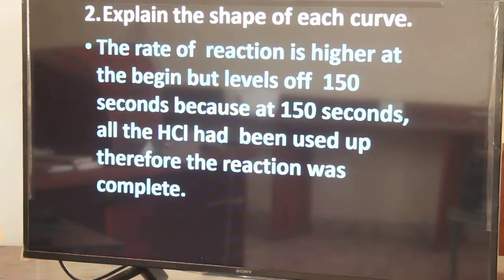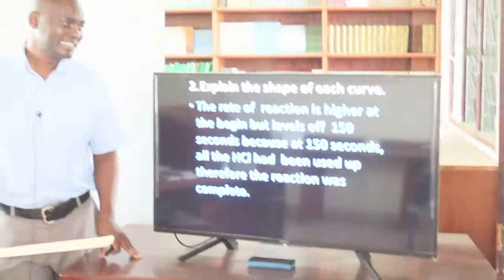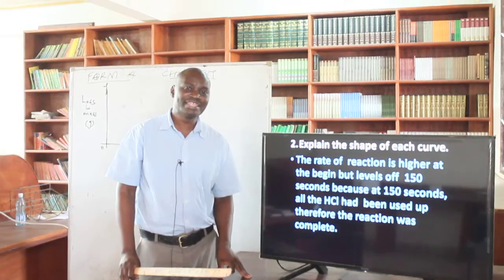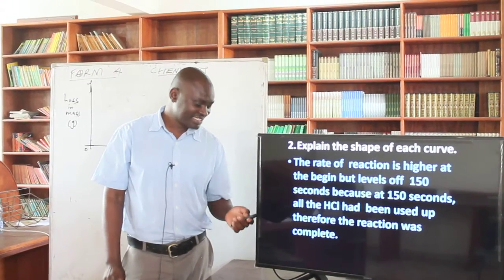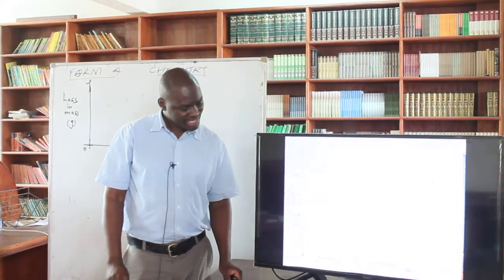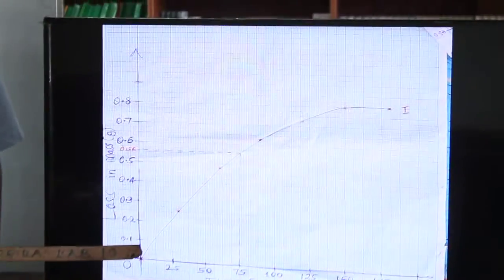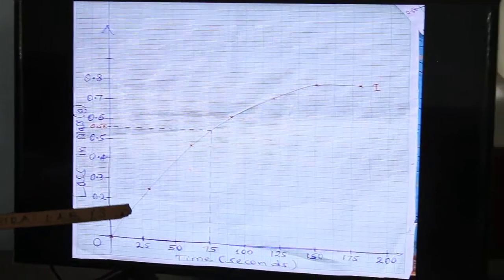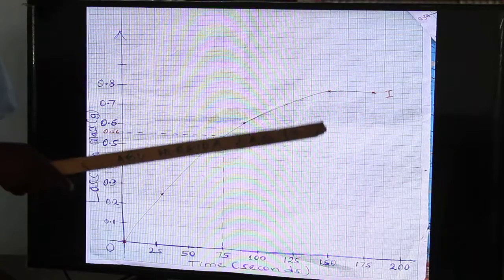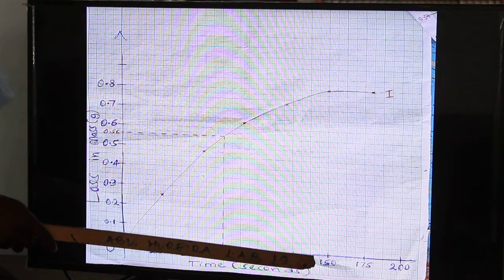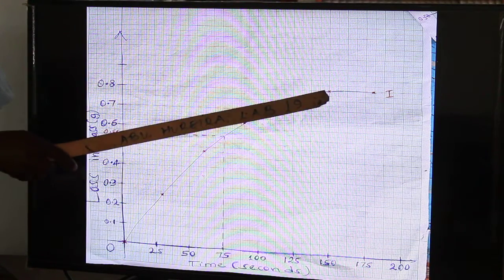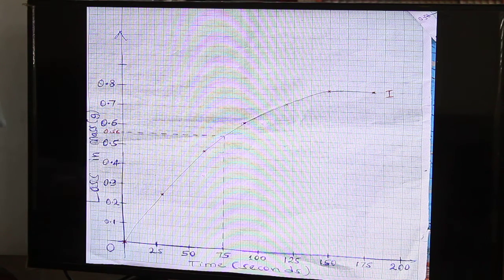Then the second question, we are told to explain the shape of each curve. Okay, explain the shape of the curve. We only have one curve so far. We've done the second experiment. So we have the curve, and we are told to explain the curve. Now, if you look at this curve, there is loss in mass at the beginning, up to 150 seconds. At 150 seconds, the mass remains constant.